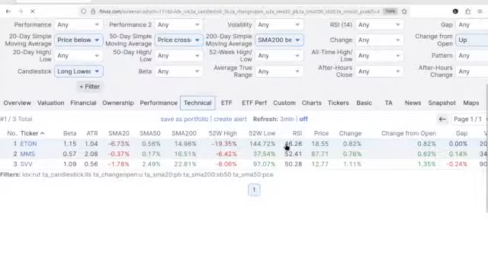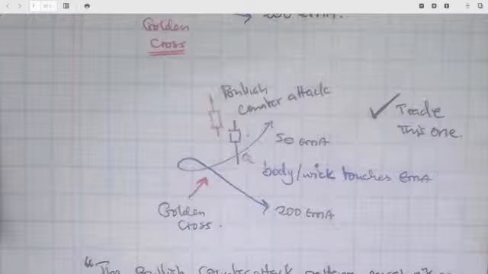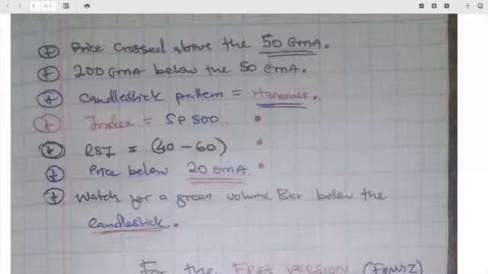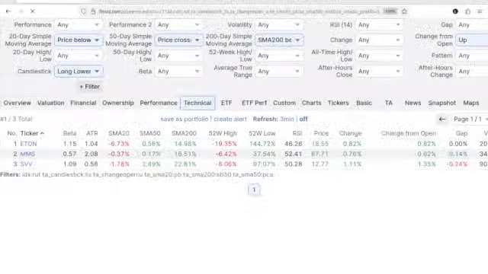Then I want you to see the range here between 40 and 60. This is what I really wanted to emphasize here on the RSI. So you can see it's between 40 and 60. Price is below the 20-day moving average. Watch for a green volume bar below the candlestick, and this is exactly what you are seeing.